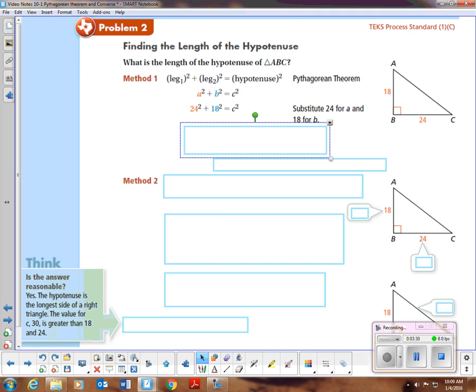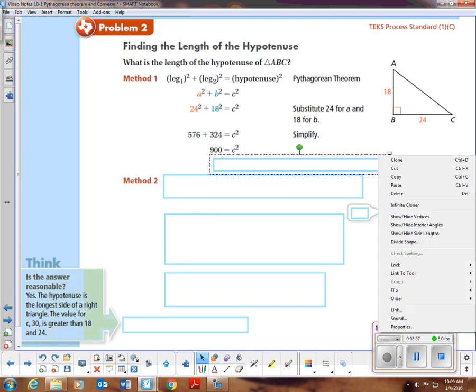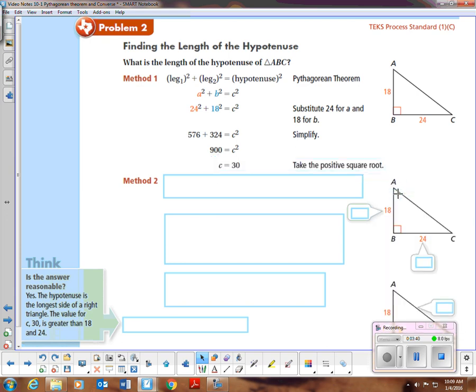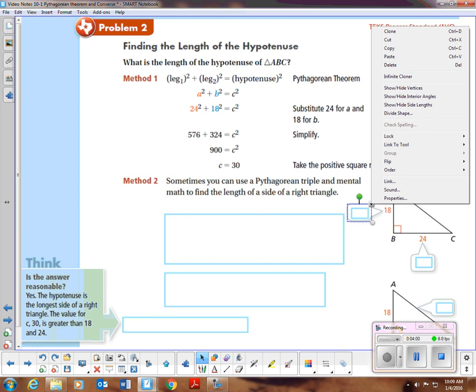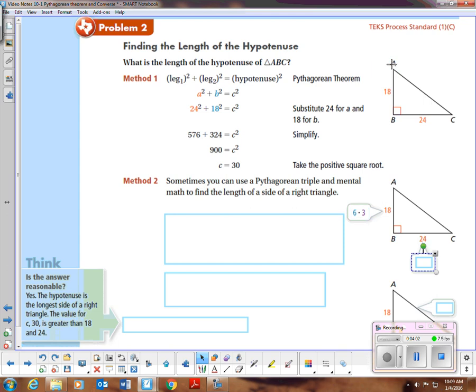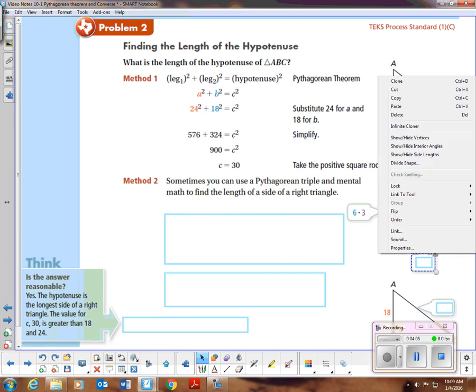All right, once we got that there, we start simplifying. And so we get 900 equals c squared, and then I simplify that. And I get c is equal to 30, and I want the positive square root because this is a distance. Now, what we could have done is we could have used our Pythagorean triples because we know that this is a right triangle. And so if I look here and I see that 18, I can say, oh, 18, that is 6 times 3. 24, well, that's also 6 times 4.